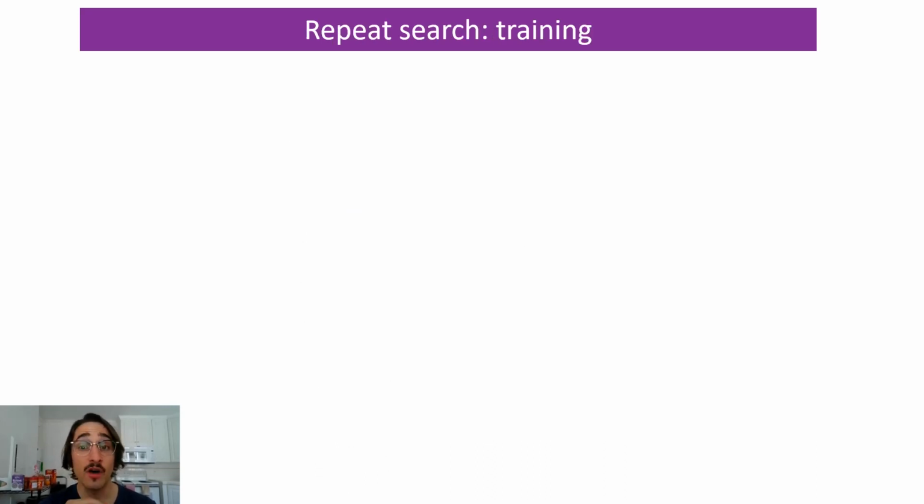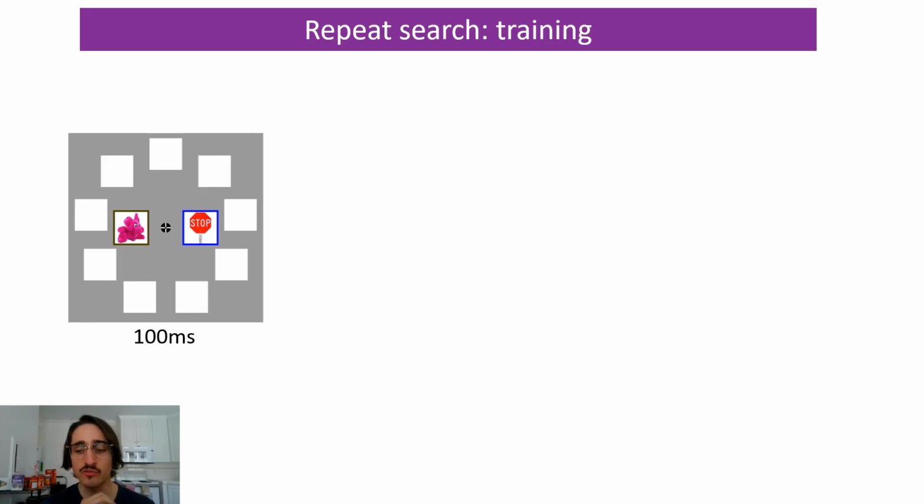So our paradigm involved two phases. The first was a training phase. The second was an explicit recognition test, which I will describe in a moment. But our training phase was representative of repeated visual search paradigms, and it goes like this.